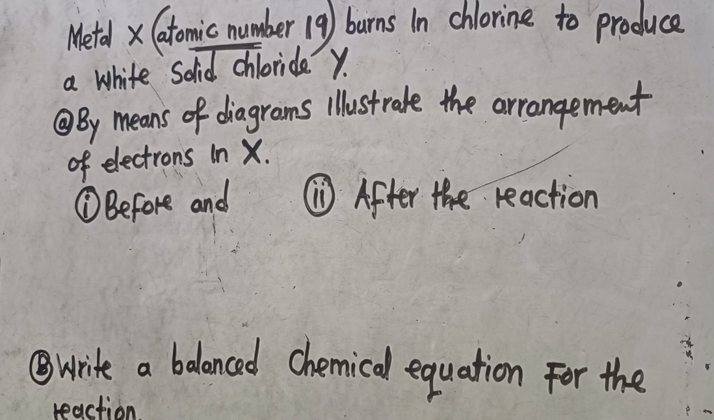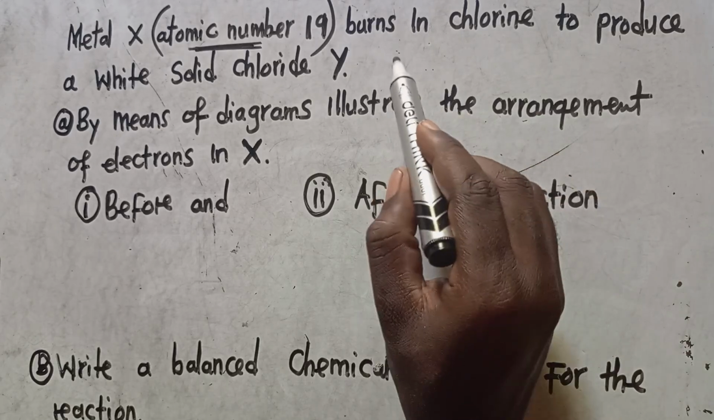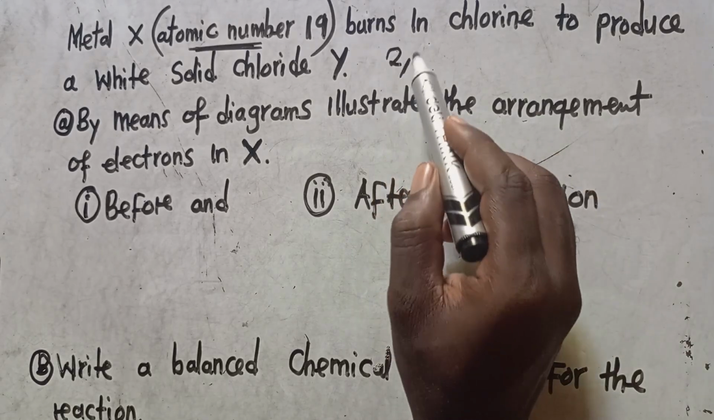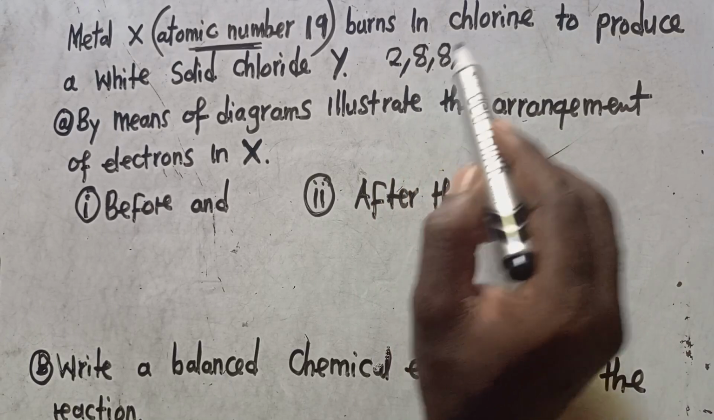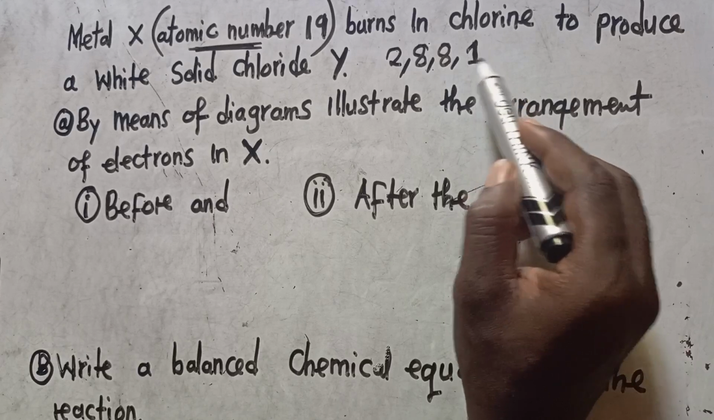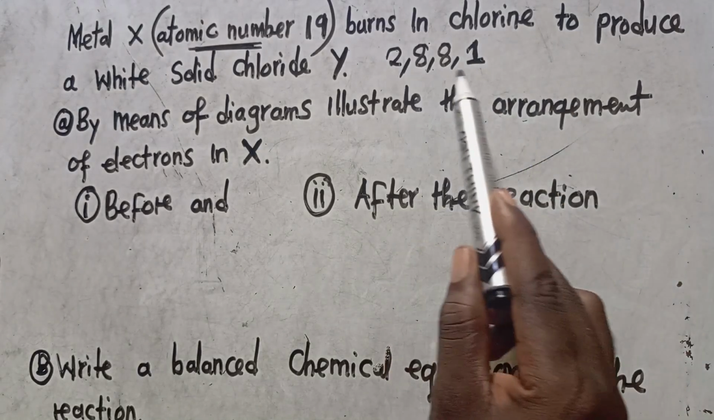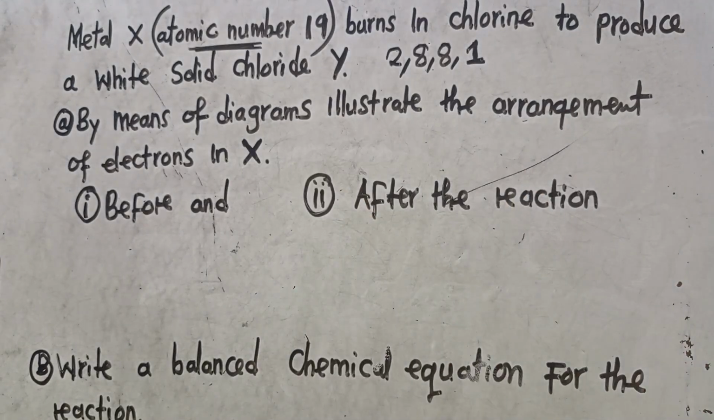For us to be able to answer this question, the first thing we need to know is the electronic configuration. How are the electrons put in shells? We know that it has 19 electrons. So in the first shell, I'm going to have 2. Second shell, 8. Third shell, 8. Then the last shell, I'm going to have what? I'm going to have 1. So that if I add these, I'm getting 19. This is the electronic configuration.